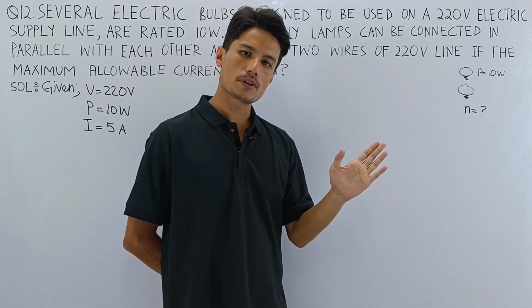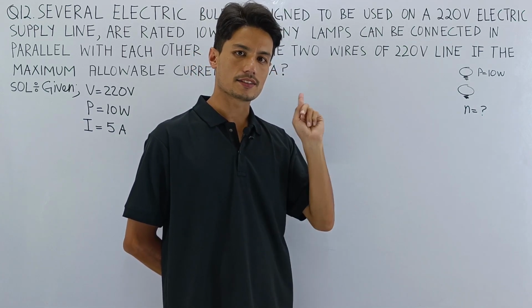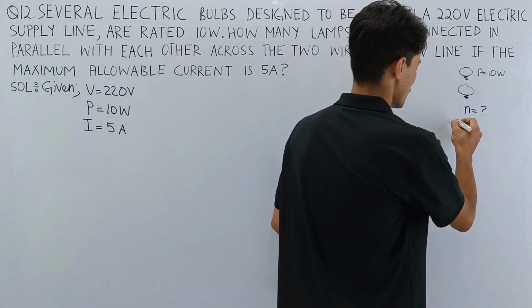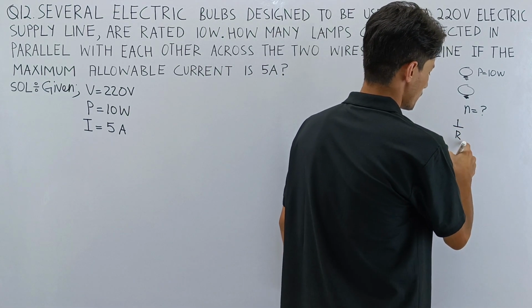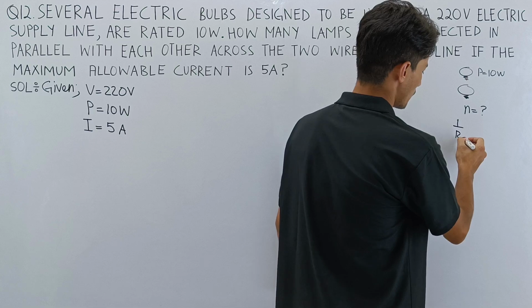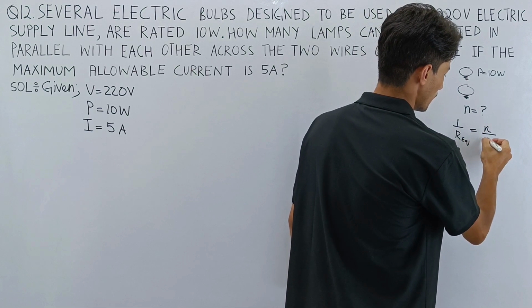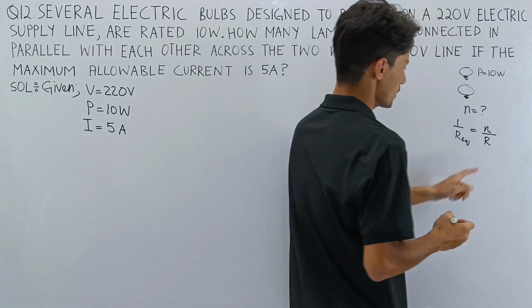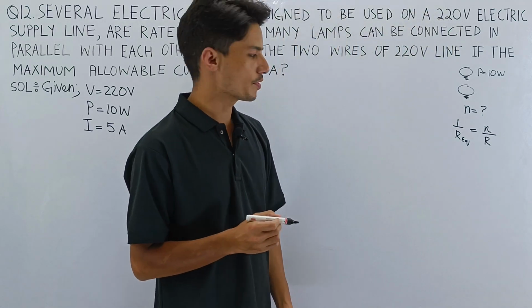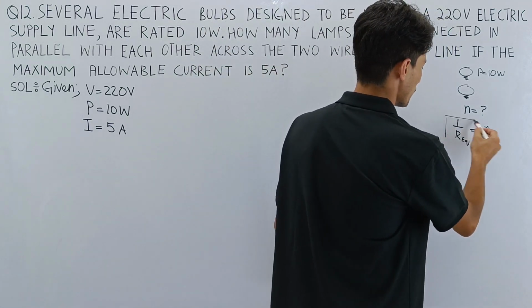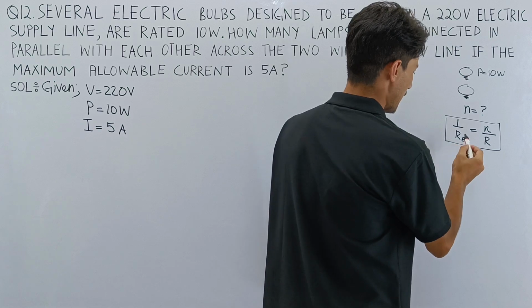We will use the same formula which we used in question number 10. The formula was 1 by R EQ, the equivalent resistance, equals N by R. This was the formula which we used in question number 10. So this is the formula for finding N.